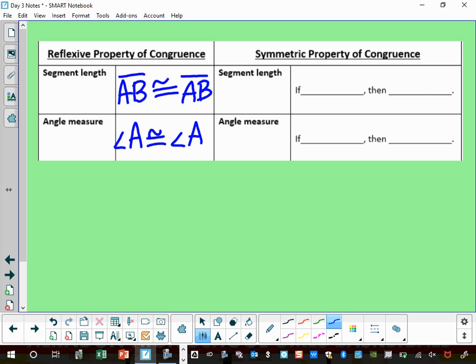Now your symmetric property is going to be the opposite. That's where we flip it. We flip or we switch. So my segment length is if I have the segment AB is congruent to segment CD, my conclusion is going to be segment CD is congruent to segment AB. All we did was we just flipped it.